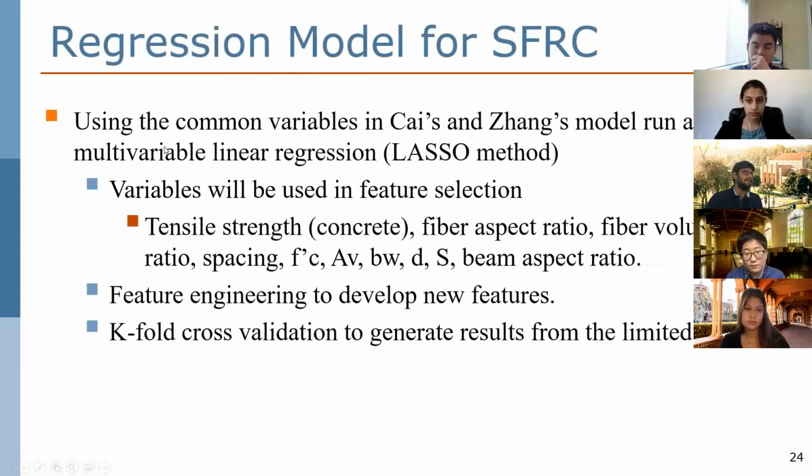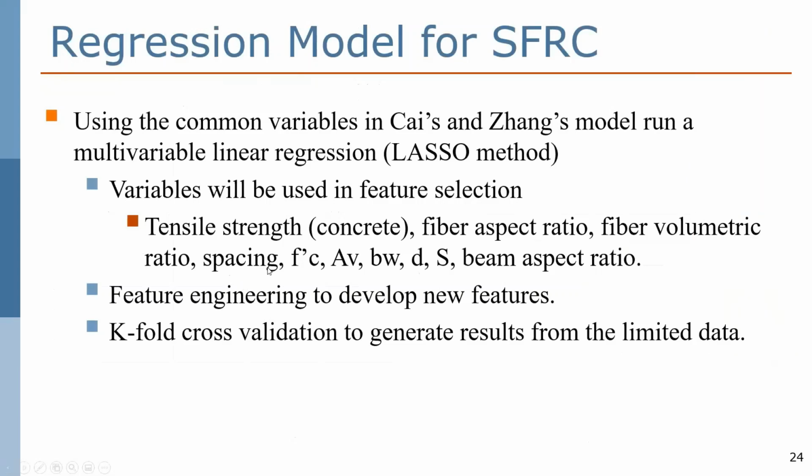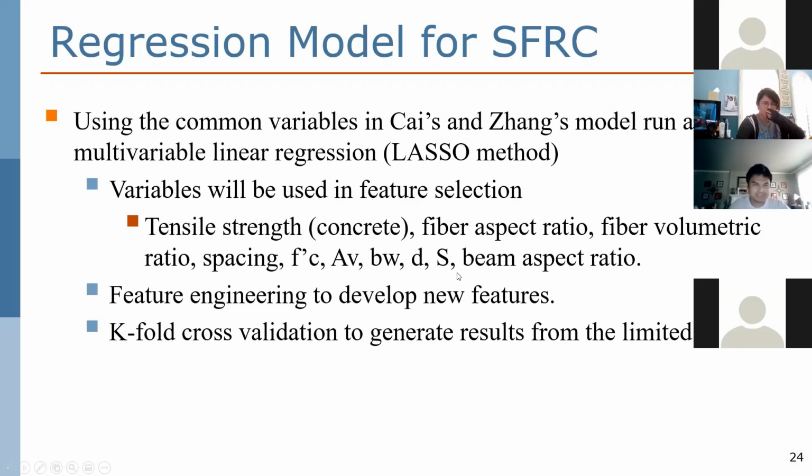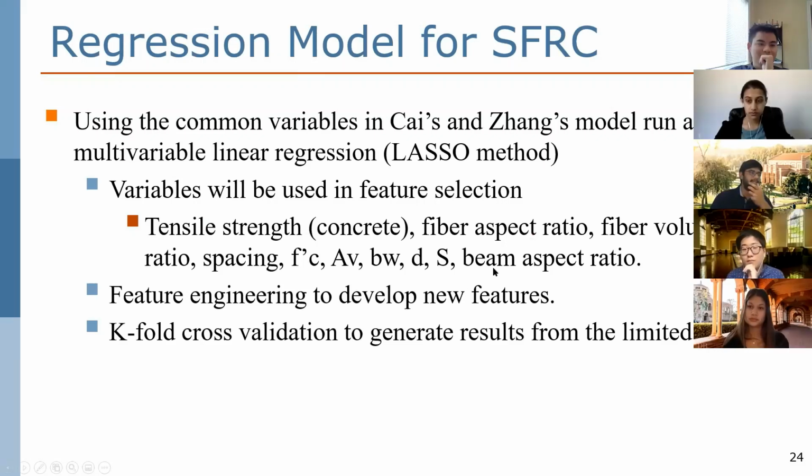So I tried to run a regression model with variables used from the literature: the volumetric ratio, f prime c, area, b sub w, the depth of the beam, the spacing, and the beam aspect ratio. I tried to feature engineer the parameters, but as we know, we only have 37 or 38 data points. It didn't make sense because there will be interaction terms involved. So I dropped the idea of feature engineering, and I ran a cross validation to generate the data from the results from the limited data.